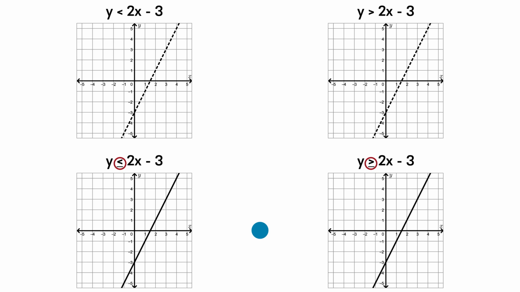Stop right there though. If you remember from solving inequalities, anytime we multiply or divide by a negative number, we always have to reverse the inequality symbol. Therefore, our final answer for this inequality is y is greater than 3/4 x minus 3 instead of less than. Watch out for situations where you need to reverse the inequality symbol because it changes the direction we need to shade on the graph.